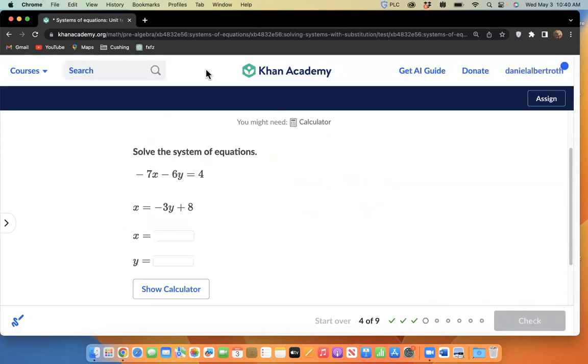All right, solve the system of equations. Sounds like fun. So this one sets us up really well for substitution because it says that x equals -3y plus 8. So what I'll do in my first equation is instead of using the variable x, I will use -3y plus 8. Then I have -6y equals 4.